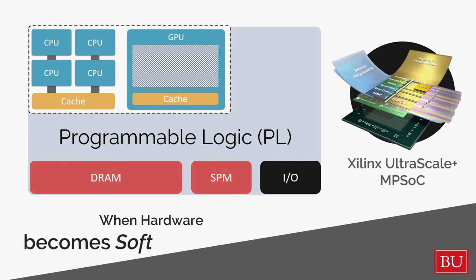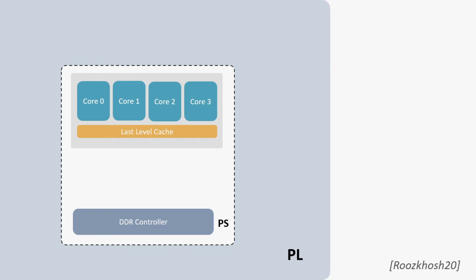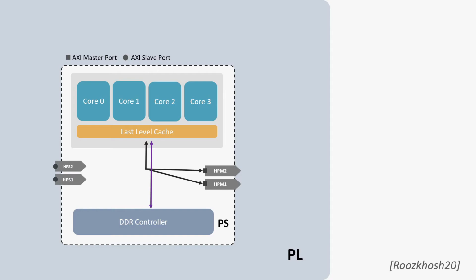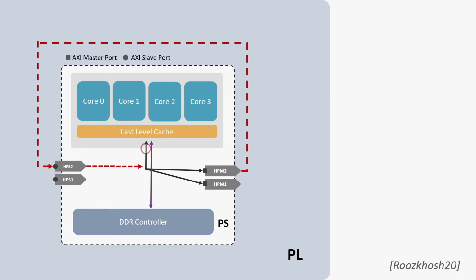And when we have this platform, here's what we realize we can do. We can take the PS, so the processing subsystem, and we can consider a transaction that goes out of the cores, and we could take these transactions and route them through the FPGA and then back into the processing system, so that we can have a module instantiated in the FPGA that is able to observe the traffic of memory transactions produced by the applications running on our PS cores.